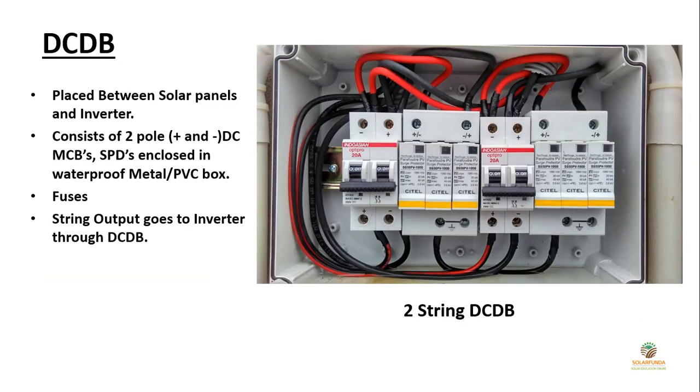Coming to the DC-DB. DC-DB is placed between solar panel and inverter. It consists of two poles, that is positive and negative, DC-MCB and SPD, which is enclosed in waterproof metal or PVC box. It also consists of fuses. String output goes to the inverter through this DC-DB. Based on the number of strings, there can be more MCB and SPD in DC-DB. As you can see in the image, this is a two string DC-DB.